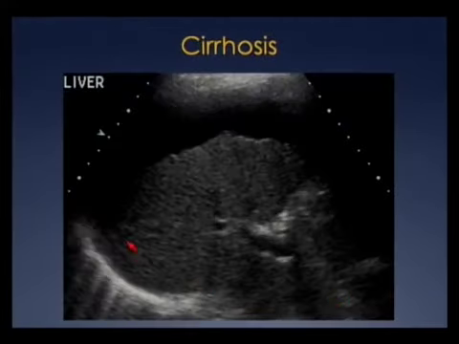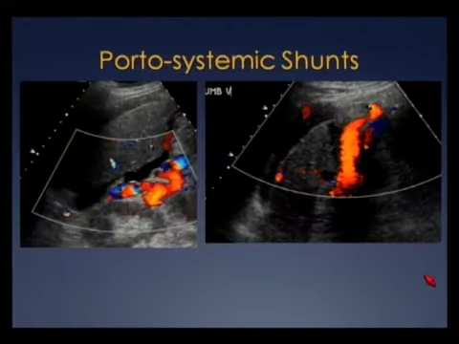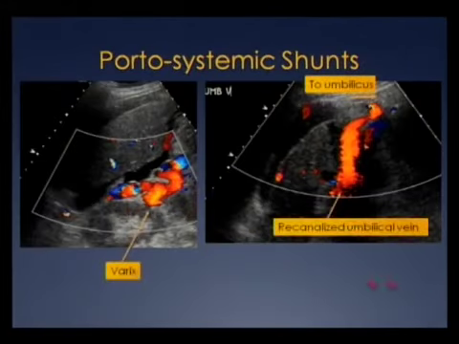So here's a nice case of advanced cirrhosis in a patient with ascites, where we have a nodular contour of the liver, and it's overall shrunken. We also can see vascular complications of cirrhosis. Here, for example, this is a sagittal image of the right lobe of the liver in a patient with ascites, and we see a large varix. We can also see recanalized paraumbilical veins.